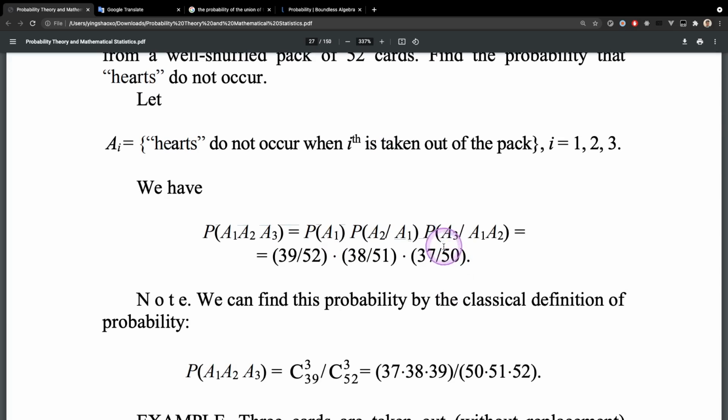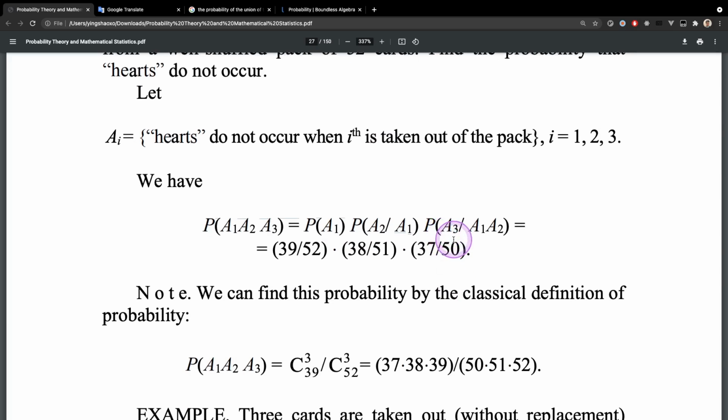And when we do the third action, we also do the same thing. Let's say the probability of A3 when A1 and A2 both happen. Of course, because this is a continuous action, right?